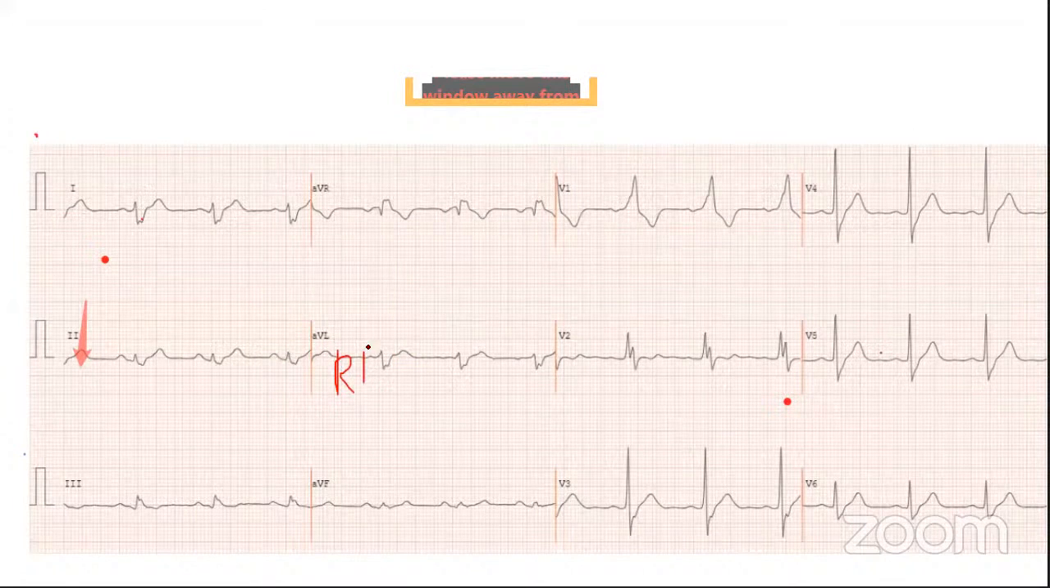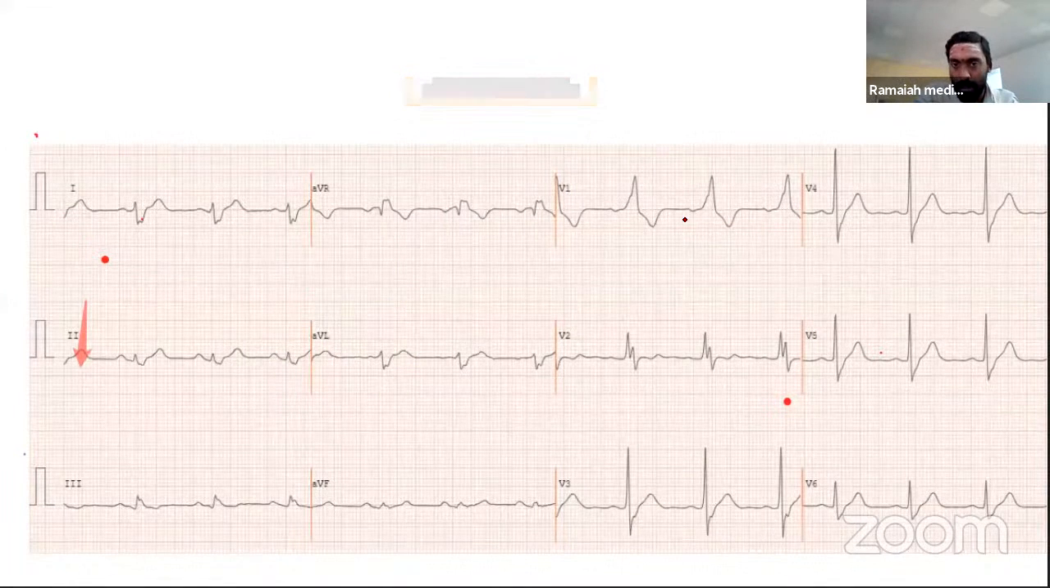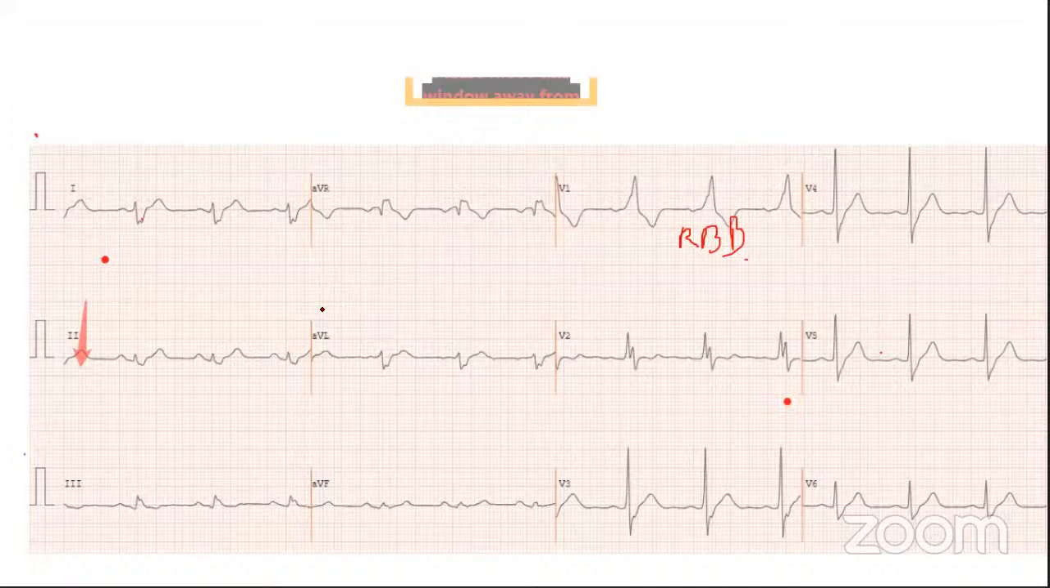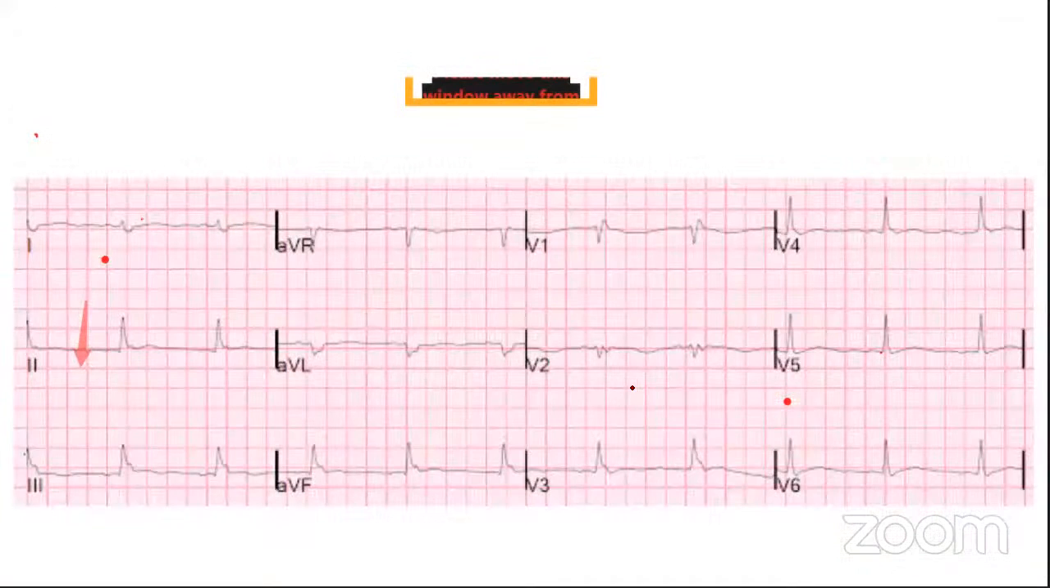Right. So this is a case of a right... The diagnosis here is actually a right bundle branch block. So because of a right bundle branch block, right axis deviation. Very good. Thank you. Next.